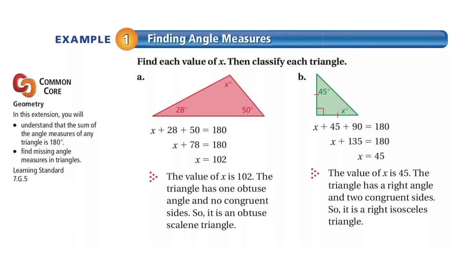For part B, you've got 45 plus 90. Don't forget that red box indicates a 90-degree angle. So 45 plus 90 plus x equals 180. Combine the like terms, 45 and 90, and you got x plus 135 equals 180. Subtract 135 from both sides, and x equals 45 degrees. Because there's a right angle there, it's a right triangle, and you got two tick marks letting you know those sides are the same length, making it isosceles. So you've got a right isosceles triangle, and x equals 45.